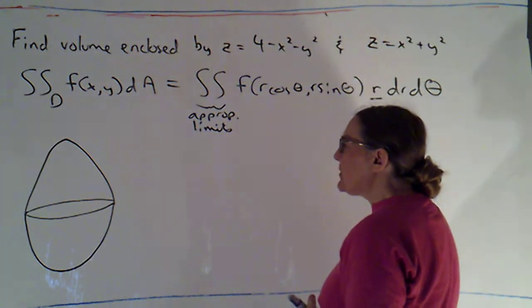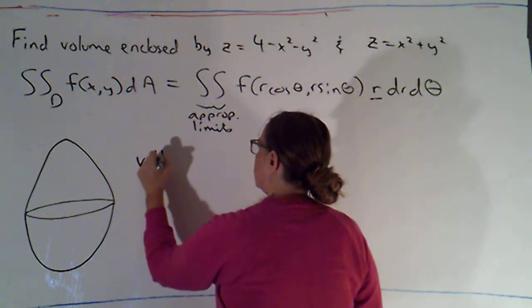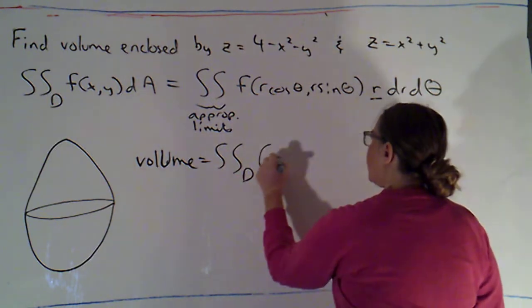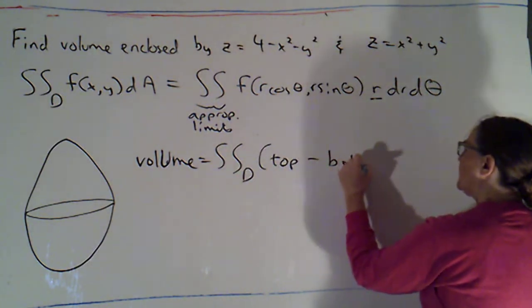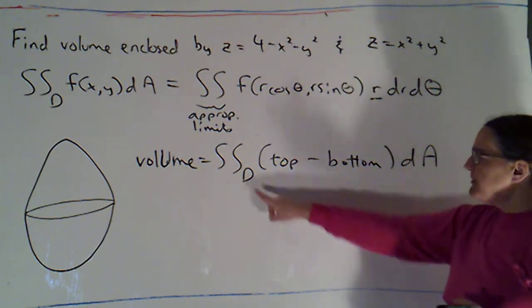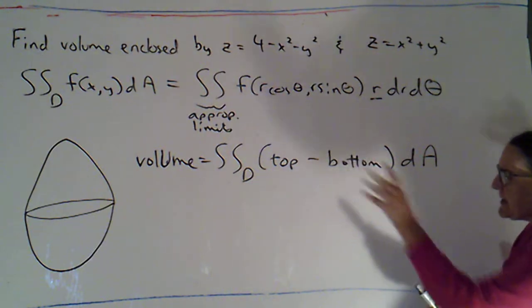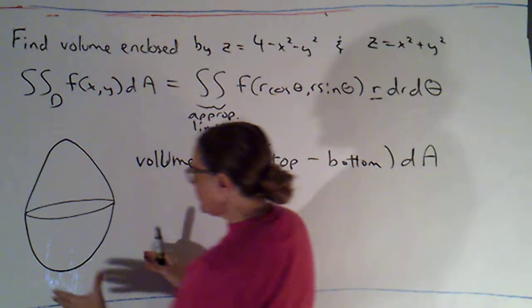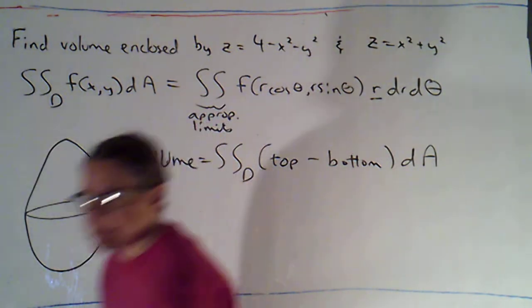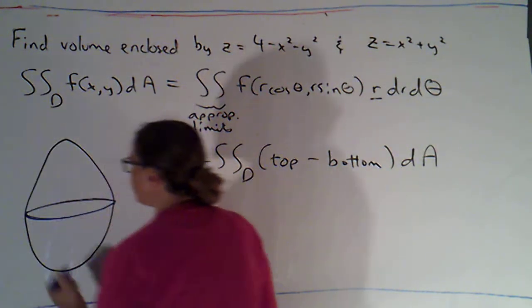Okay. So I know that if I'm integrating to find volume, I'm going to integrate over some region, and it's just going to be top minus bottom dA. But I'm going to need to figure out what that region actually is. Well, if I take a look here, I can sort of see that the bottom surface and the top surface meet at some point. It looks like they meet in a circle. We'll see if that's actually true.